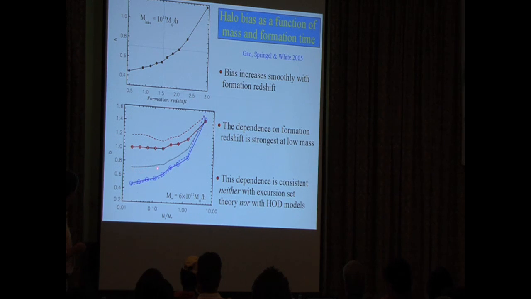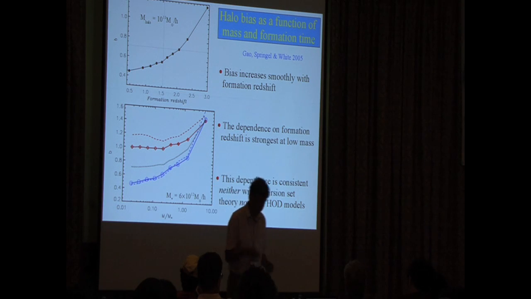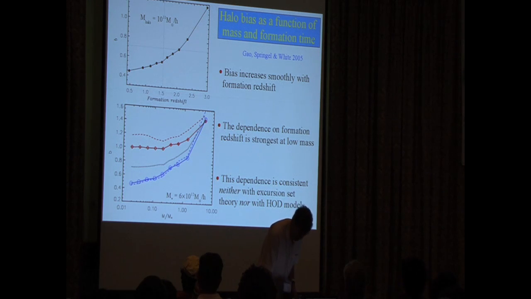This is if you just take all the halos regardless of when they formed. This is if you take the 20% earliest forming and the 20% latest forming. So this is the big difference I was showing you in the plot. And you can see as you go to more and more massive objects, it gets weaker. So this is what the first pointed out.